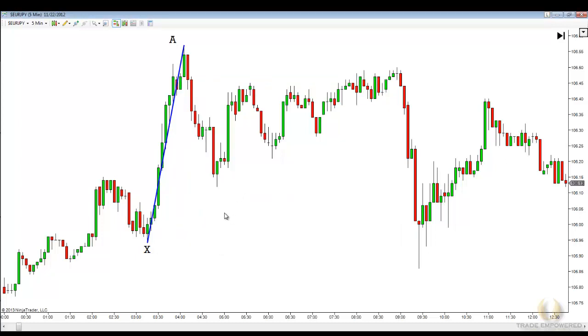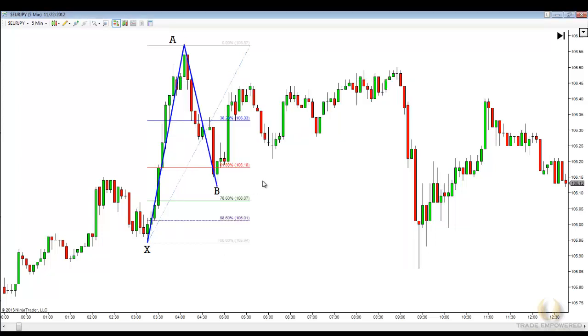And the first thing we need to do after identifying our impulse leg is take our Fibonacci retracement tool, drag it from swing low, so our X leg, this time up to our A leg, and look for this 618 retracement. Now again, you can see price action comes down. We actually penetrate and close below the 618, which is fine. And as long as we don't hit the 786, we have a valid B leg.